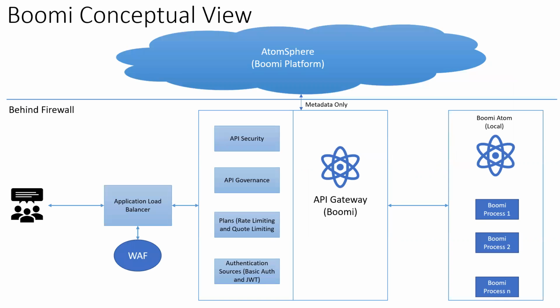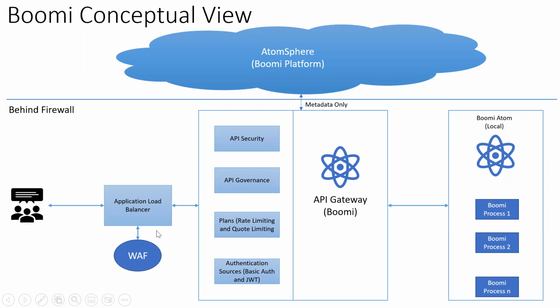So this is the conceptual diagram of a Boomi API gateway. You have a Boomi API gateway sitting behind your firewall. You will have a control plane in your AtomSphere, but your API gateway will be sitting in your own infrastructure, providing API security, API governance, and API plans for controlling the traffic. It also provides the authentication sources to authorize or authenticate your request before it goes to the atom, right?